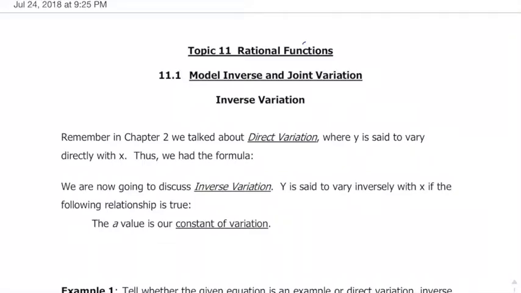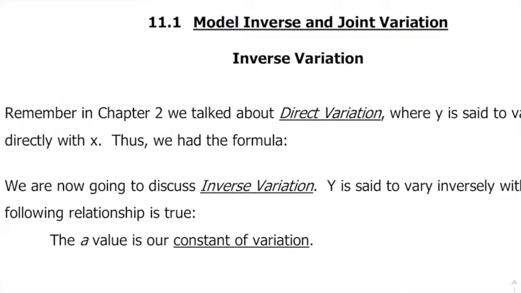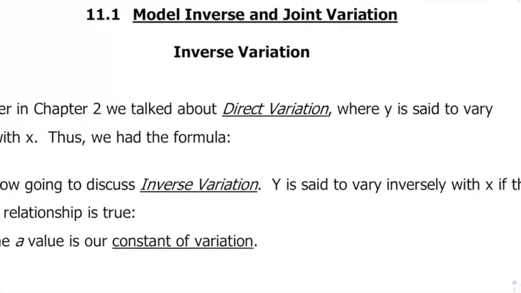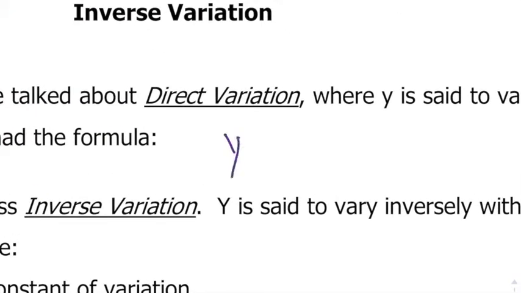All right, today we are going to be talking about inverse and joint variation. And this is actually kind of tied to direct variation. You learned it in Algebra 1. It says here in Chapter 2. I'm not sure if we've already talked about that or not. But anyways, direct variation looked like this when you guys were in Algebra 1.